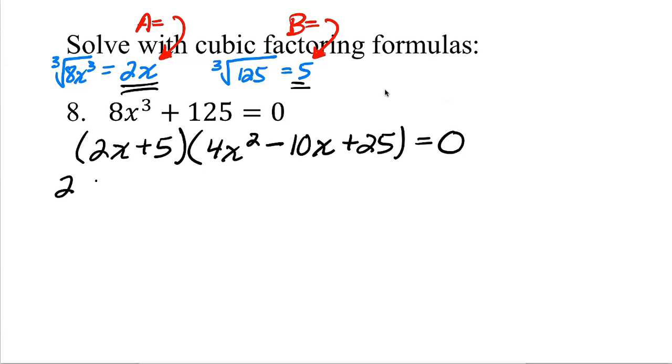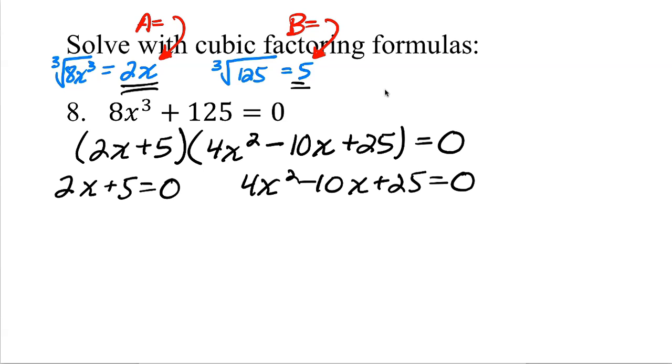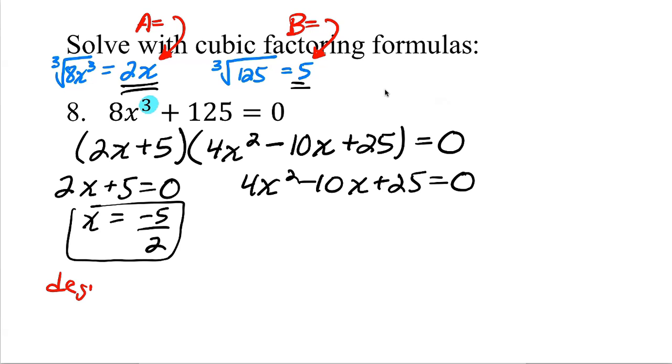We would set both of these equal to 0, and solving on this side, we'd subtract 5 and divide by 2. So one solution is negative 5 over 2. Notice that since it's cubed, we should have 3 solutions. This is a degree 3, exclamation point. So we should have 3 solutions. So we found one so far. That's this one. We need one more solution, or sorry, 2 more.